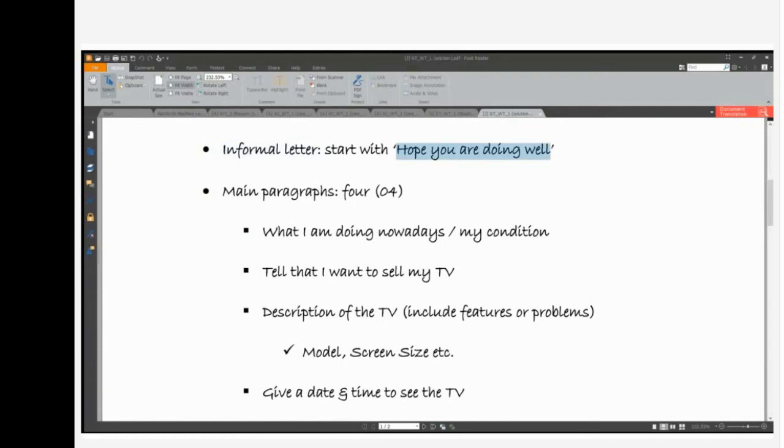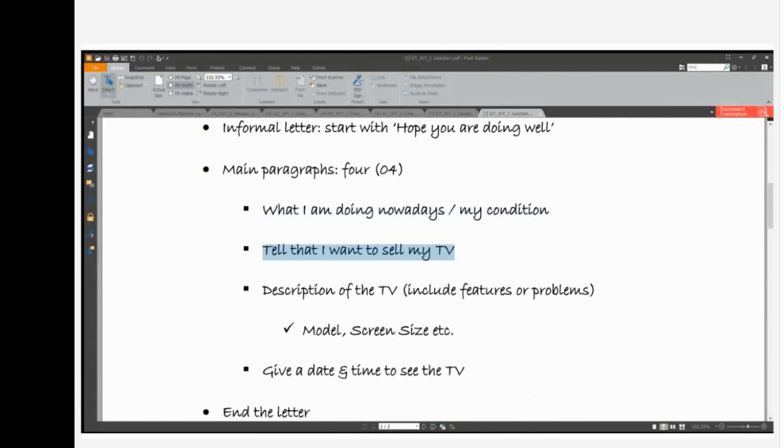So we're planning to make 4 paragraphs in our letter. The first one is what I'm doing nowadays or my condition, something like that. Because I'm writing a letter to my friend, obviously I want to describe why I'm writing the letter. And before jumping into the real action, we need to actually have some real normal conversation with our friends. So telling about what I'm doing nowadays or my condition can be a very good start. Then I'm going to tell him that I want to sell my TV.